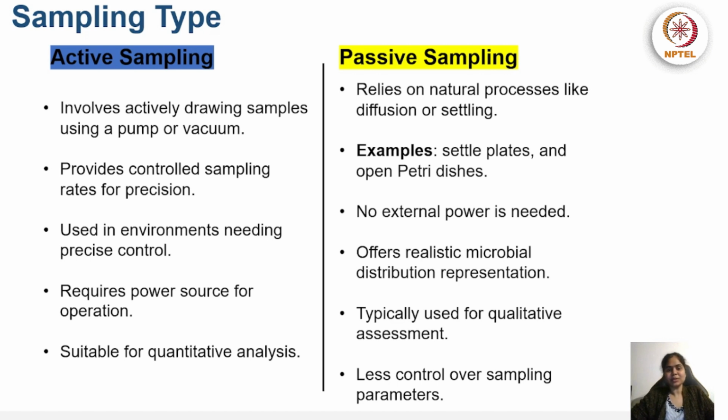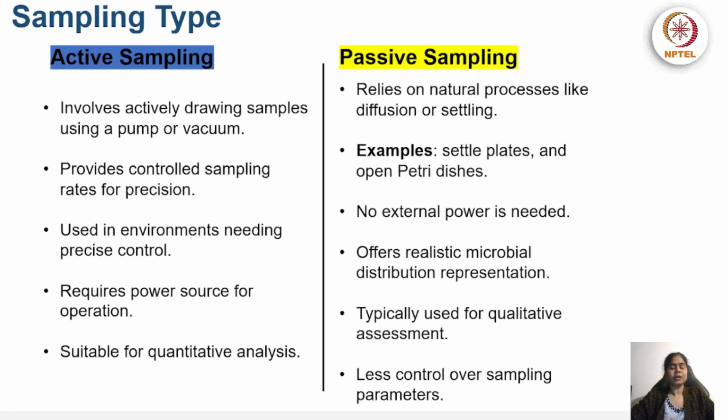So when we talk about sampling in the bioaerosol field, there are two types of sampling. One is active sampling, another one is passive sampling. Both sampling types are used to characterize the air microbiome. Active sampling involves actively drawing air samples using a pump or vacuum, whereas passive sampling majorly relies on natural processes like diffusion or settling. Both sampling techniques have major advantages and disadvantages.